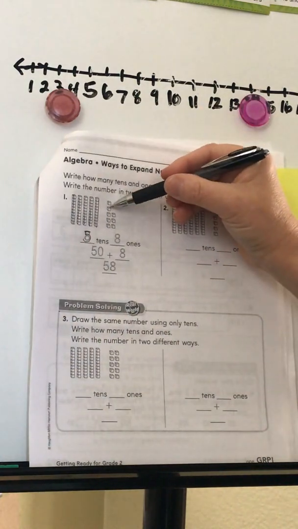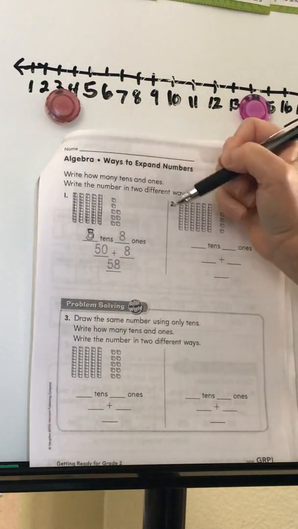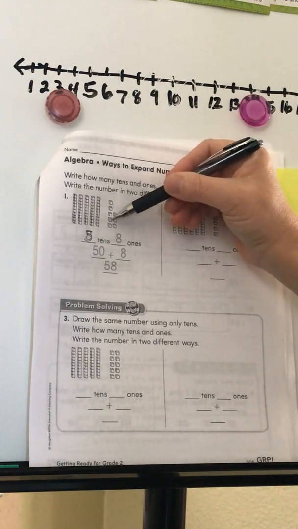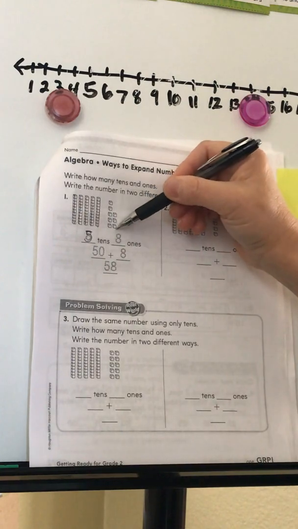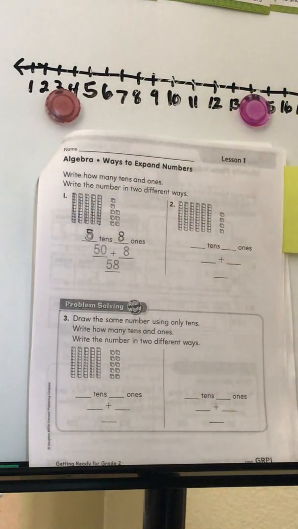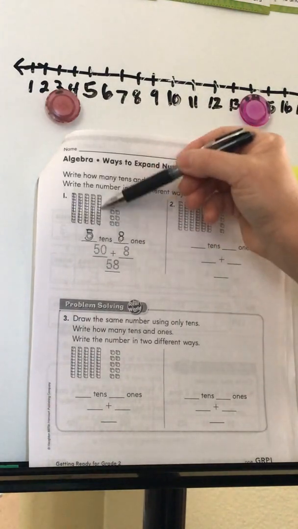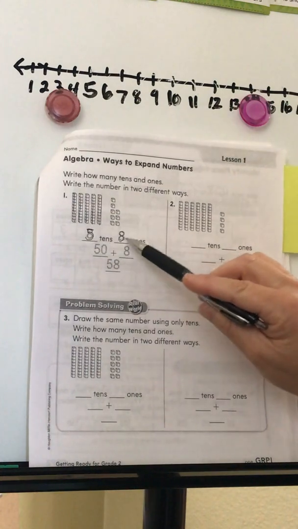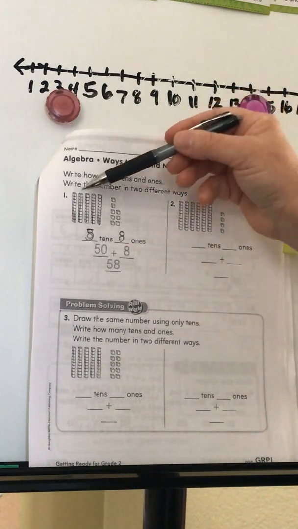So these we're going to count by 1 because we have just single ones. Count those. 1, 2, 3, 4, 5, 6, 7, 8. 8 ones. Oh good, they got that one right. Okay, so in this model we have 5 tens and 8 ones. So that's what we wrote. 5 tens, 8 ones.